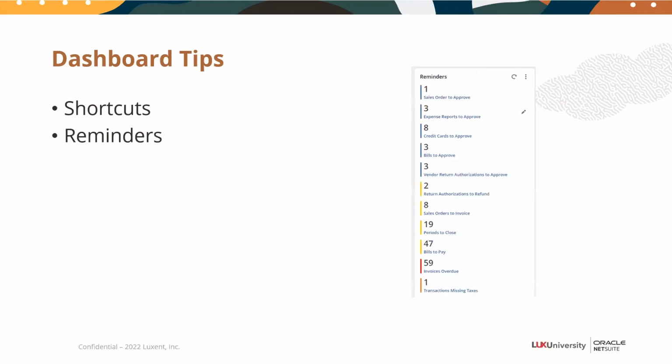All right. The next thing that you can use are reminders. This is a really powerful tool that's powered by saved searches to drive to-dos or tasks. NetSuite comes with many that are right out of the box, but Luxent can also help you design custom reminders for your role or department. And you can also customize the look of reminders through color coding. You can see how these are color coded on this example I have here.